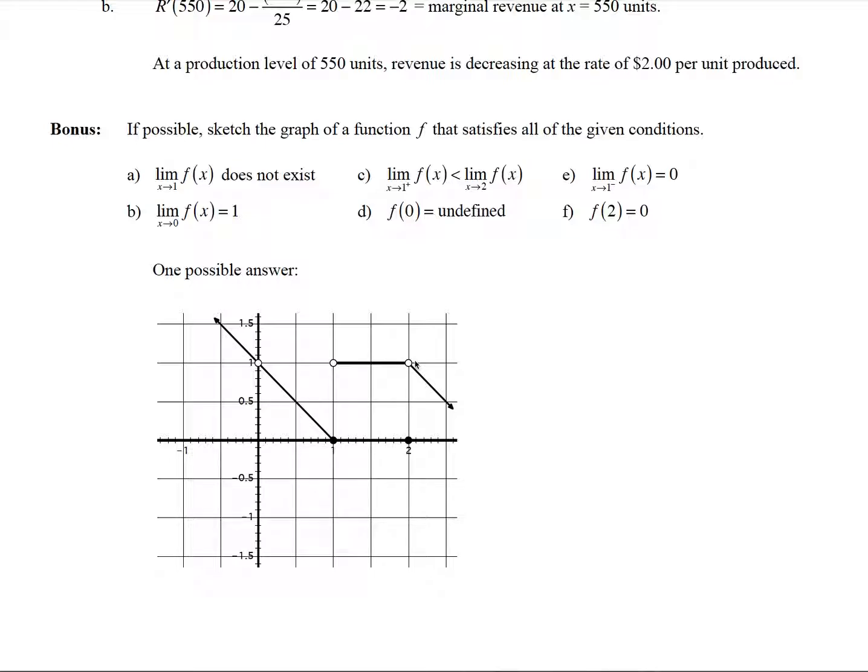So that was a mistake. Now the limit as x approaches 1 from the left is, as I said before, 0. So that condition is met. That condition is met by this graph.